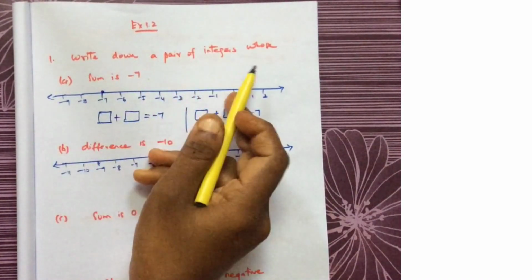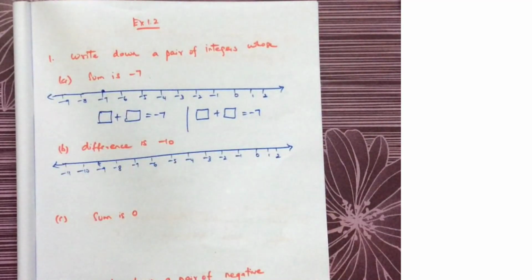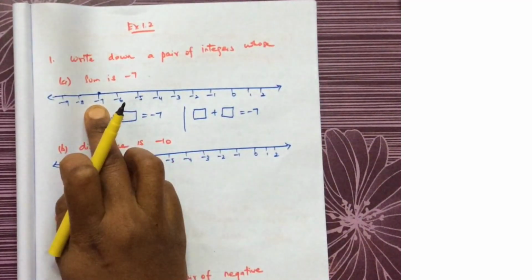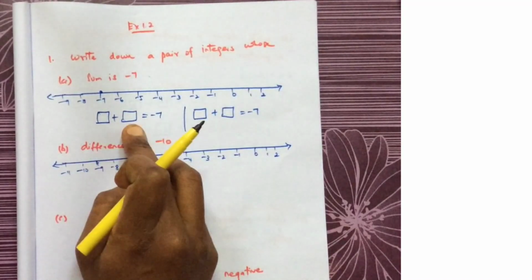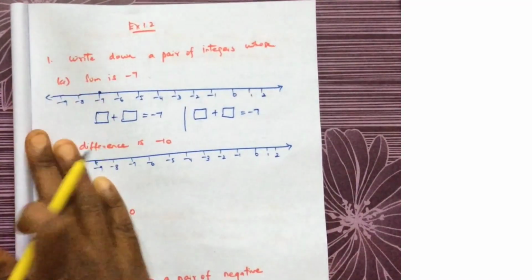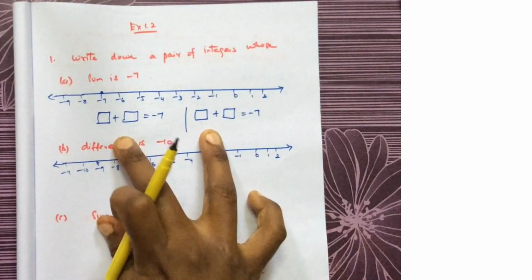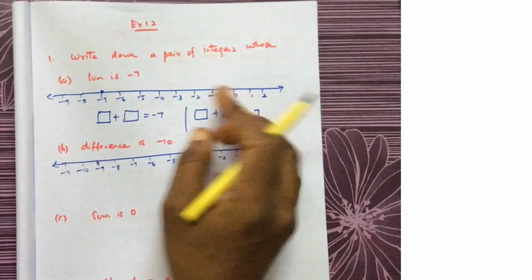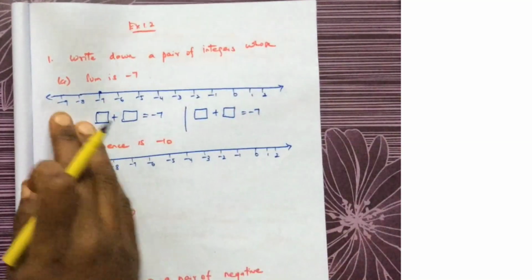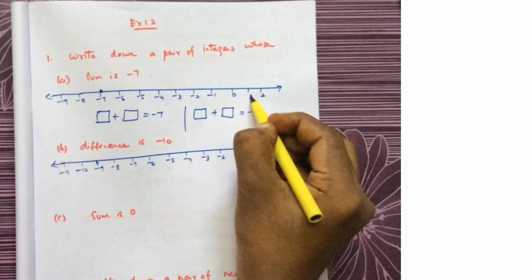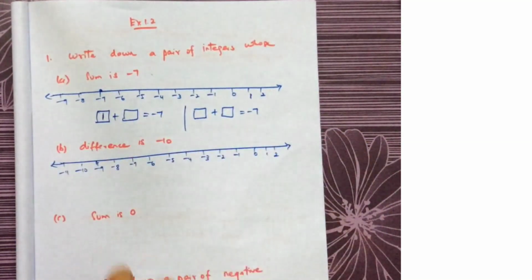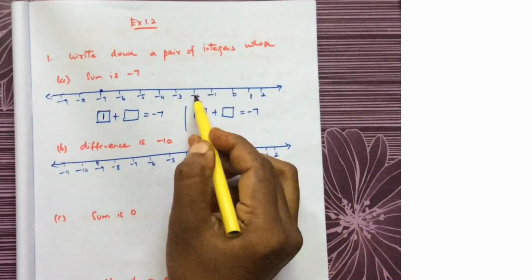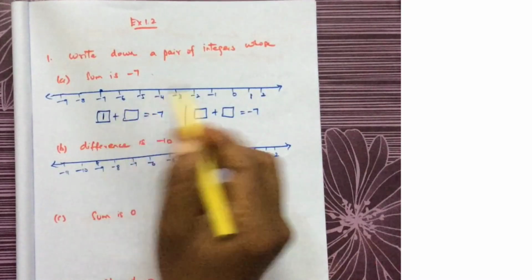Write down a pair of integers whose sum is minus 7. So here is a number line. Here it is minus 7 I marked here. I am going to write a pair of integers whose sum is minus 7. I am going to give two examples. Here I have to start. So I can write any number from here. So I want to write this 1 here. Okay. So from the 1 I have to move 1, 2, 3, 4, 5, 6, 7 and 8.